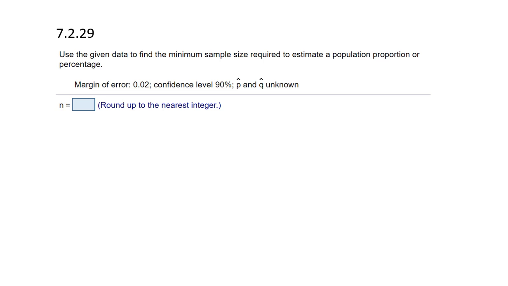Okay, this problem reads, use the given data to find the minimum sample size required to estimate a population proportion or percentage. So in this case, the margin of error is 0.02, confidence level 90%, and p hat and q hat are unknown. So we have a choice here. Sometimes you'll have a prior estimate of p hat, and sometimes you won't.